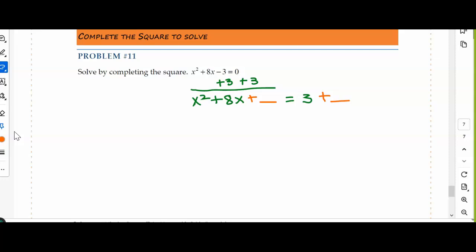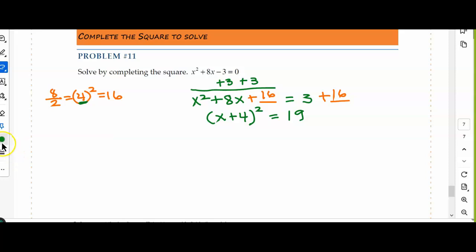Okay, so let's take half of the middle term, so 8 divided by 2 is 4, and then square it, we're left with 16. So 16 is what goes in my blank on these. All right, now this is going to factor to be x plus 4. It's always going to be half of that middle term. Whatever half of 8 is, it's 4. So plus 4 all squared equals 3 plus 16 is 19.